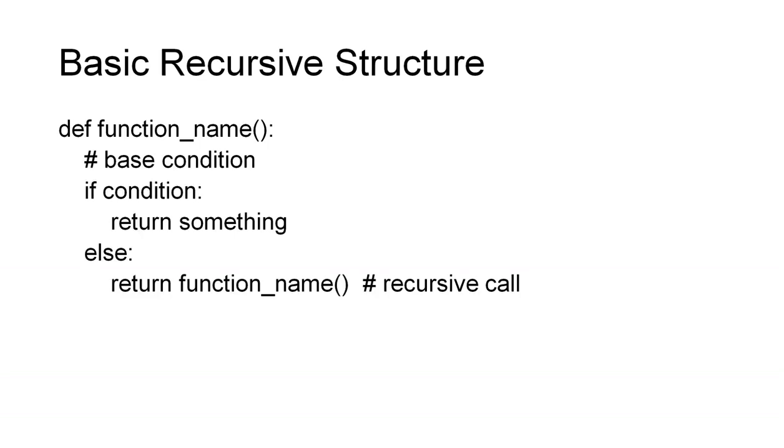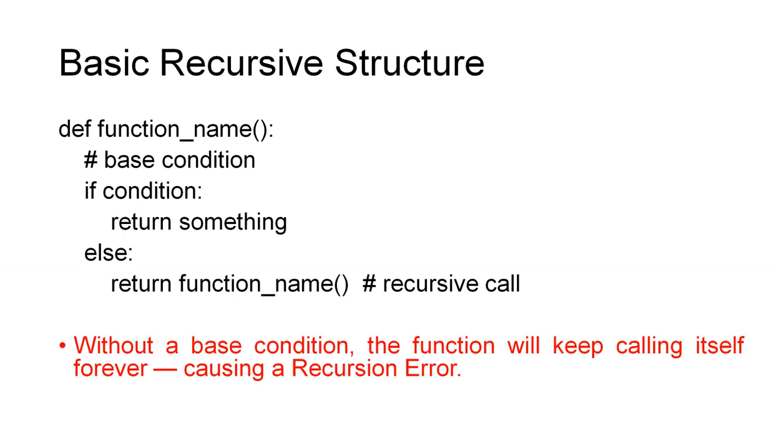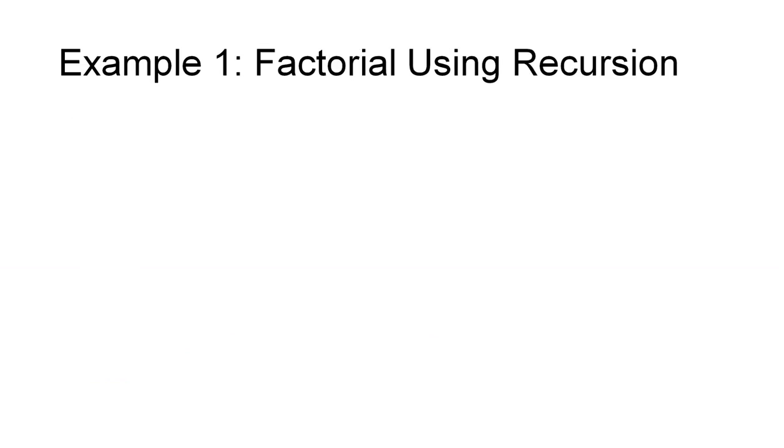So this is a basic recursive structure. You're going to define a function name and you have to give a base condition. If the condition is true, it returns something, or else it returns the function name again. So this is a recursive call. But you have to understand, without a base condition, the function will keep on calling itself forever, so that it causes a recursion error.